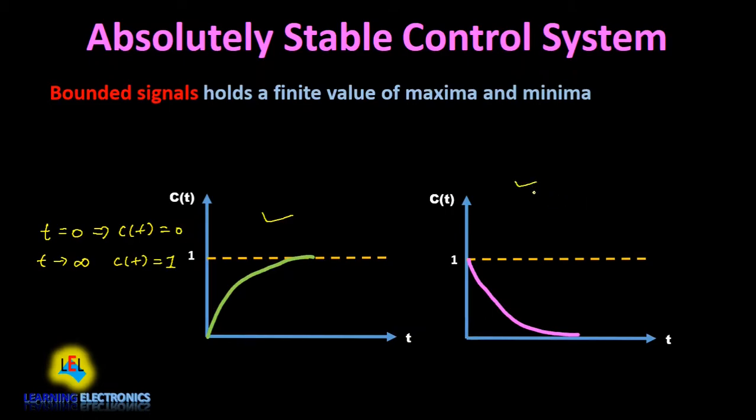Again, if we take this signal, here we can see that at t equal to 0, the signal c(t) is equal to 1, and when t tends to infinity, c(t) will be equal to 0. So this signal attains its minimum value at t tends to infinity, but it attains maximum value at t equal to 0. This signal has finite minimum and maximum value. Therefore, this signal is also called a bounded signal. Therefore, if any system provides such type of output, then that system is said to be a stable system.